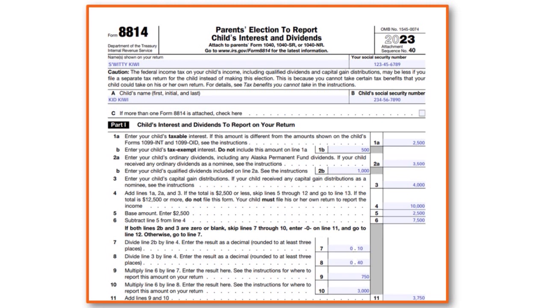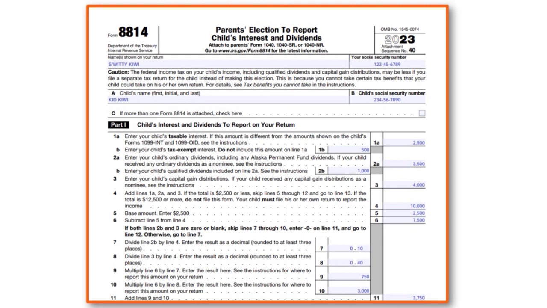In part one, let's quickly go through it so it's clear to everyone what we have to do. Here we are speaking about the child's interest and dividends to report on your return. On line 1A, we put $2,500. On line 1B, we're speaking about the child's tax-exempt interest, which in our case amounted to $500. On line 2A, we put $3,500.